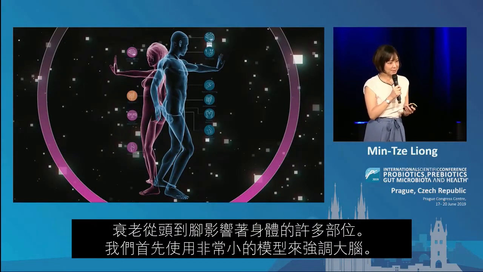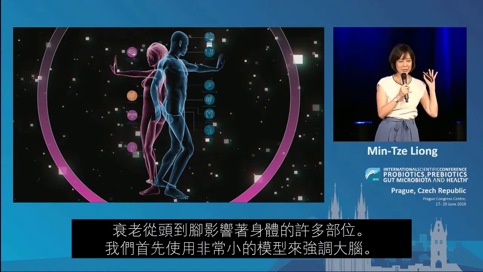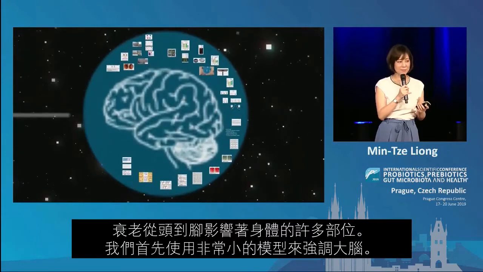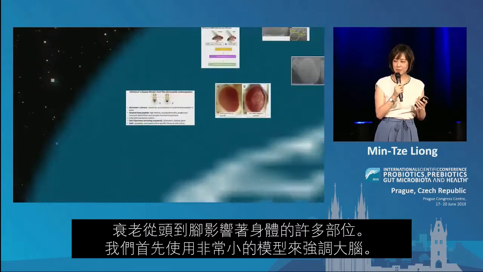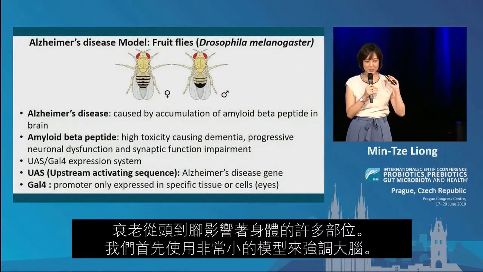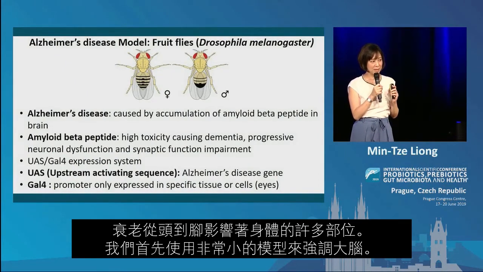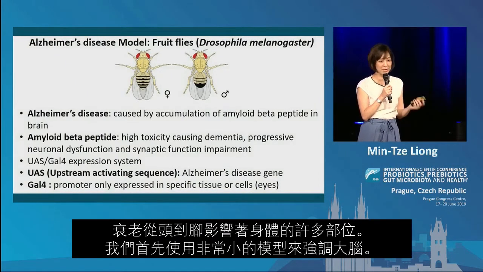But where should we start? So as we can see, when we are aging, it actually affects many parts of the body, from head to toe. But we would like to emphasize on the brain. So first, we started with a very small model. And this model, many people are using it as a high-throughput screening again.